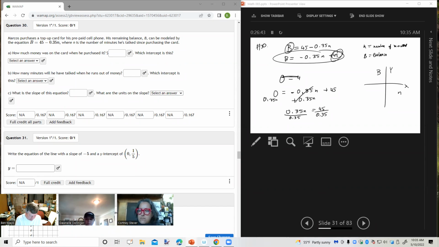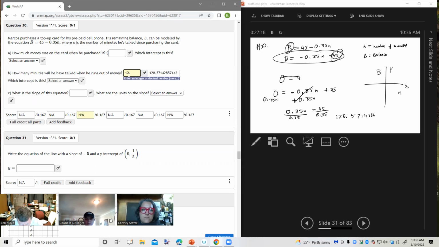45 divided by 0.35, and I get this horrendous number, 128.571428... Okay, how many minutes? I would say, rounding to the nearest minute, 129. Let's see what they did. They've got that whole big long number as well, and theirs even goes out further than mine because they must have a calculator with more digits. I would hope that you could put in something like 128.6 and have it take it.